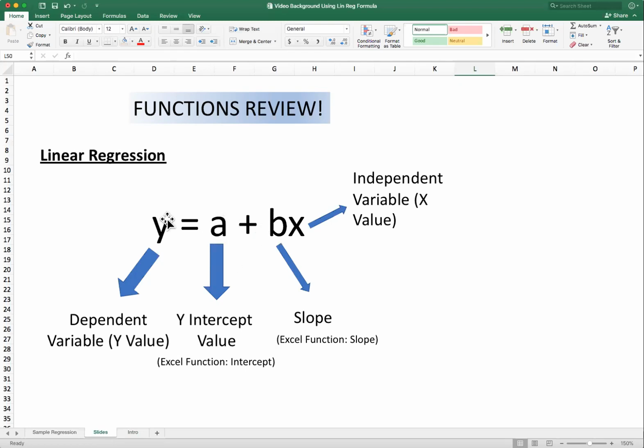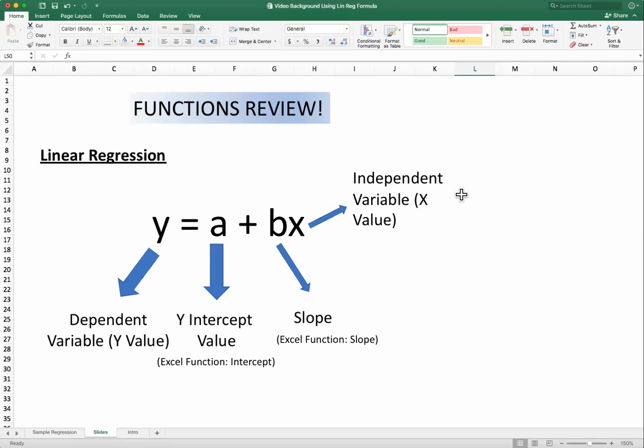The only things aside from y and x that are on here, and I'll skip x for a second, there's two variables, or two functions, that we need to know here. One of them is the y-intercept value, and Excel has a great little function that you don't even need to do this to figure it out. And the other one is slope. So this video assumes that you're somewhat familiar with the idea behind regression and seeing this formula, but now we're going to look at how to use this formula.